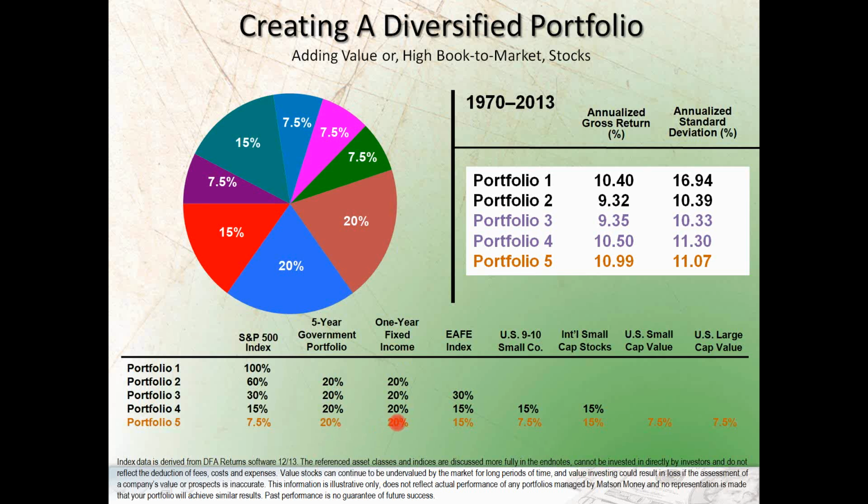And what else did we do? Well, we went outside the United States. We went to the Europe, Asia, and Far East Index. We picked up 15% of that. We also stayed in the United States, but we took some and we put it in U.S. small companies, 7.5%. We also went internationally and picked up 15% of international small stocks. And we also took another 7.5% and stayed in the U.S. and picked up small cap value. And we also took 7.5% and put it into large cap value.